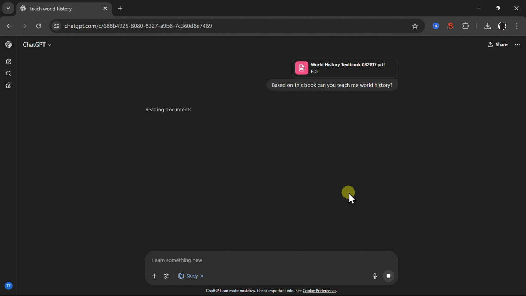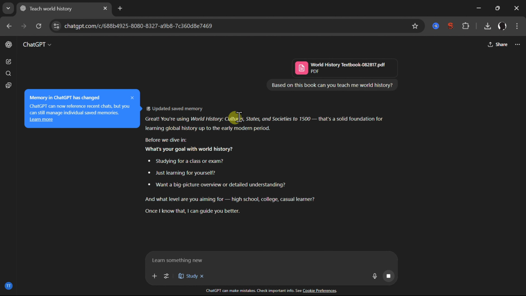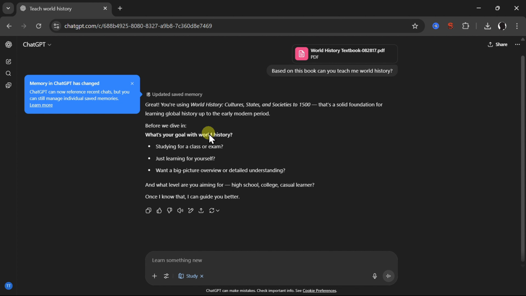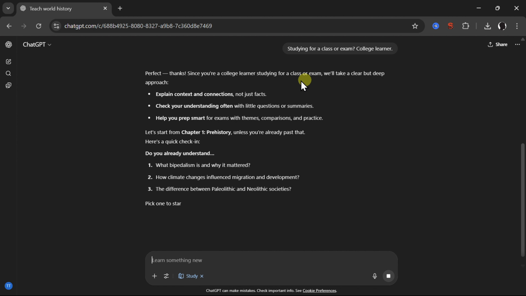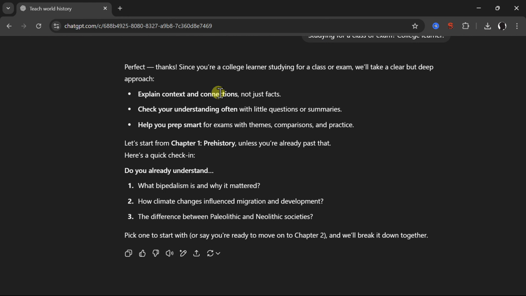Let's see, reading documents. Great, you're using World History: Culture, States and Societies to 1500s. That's a solid foundation for learning global history up to the early modern period. Before we dive in, what's your goal with world history? I'll say studying for a class or exam. So it will take a clear but deep approach, explain context and connection, not just facts, check your understanding often with questions and summaries, and help you prep smart for exams with themes, comparison and practice.